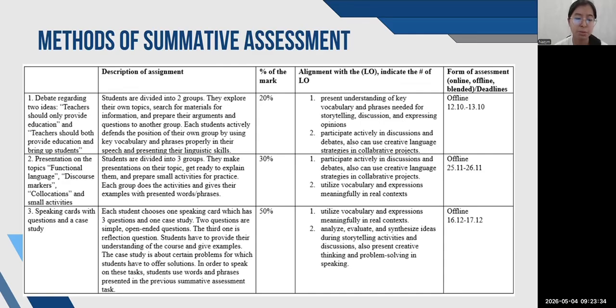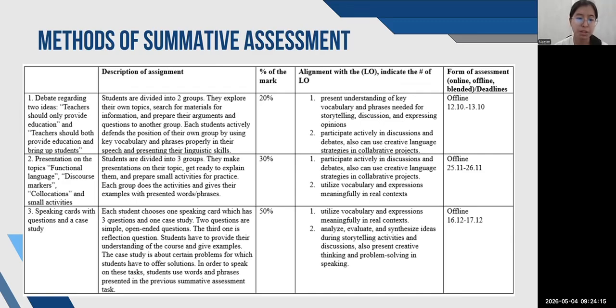Also, they will have presentation on the topics functional language, discourse markers, and the collocations. They will do some small activities in groups. Students will be in 3 groups. They will make presentations on their topics and explain their own topics. They will prepare small activities for each group in order to practice them. Also, they will use key vocabulary and expressions, participate actively in discussions and the debates, also work together in order to develop their collaboration skills. This task will be offline as well.